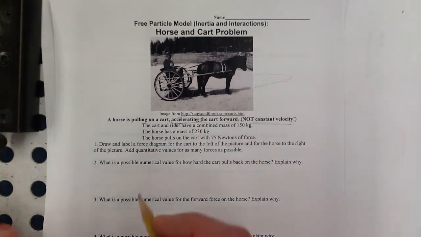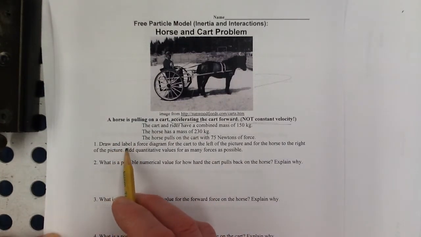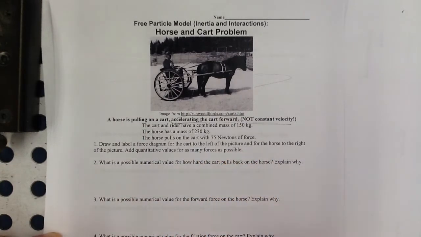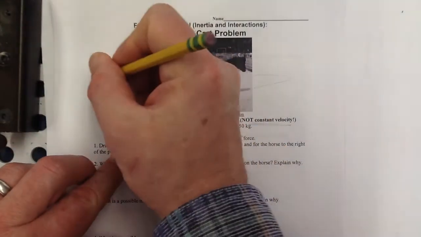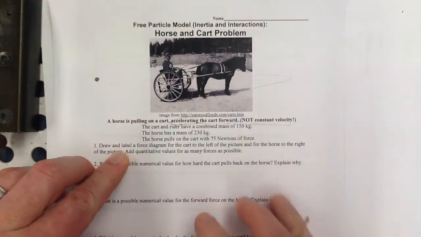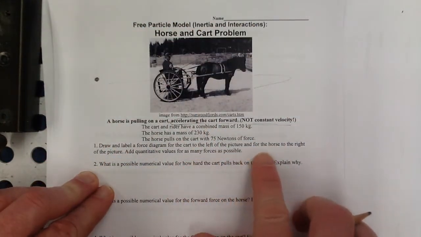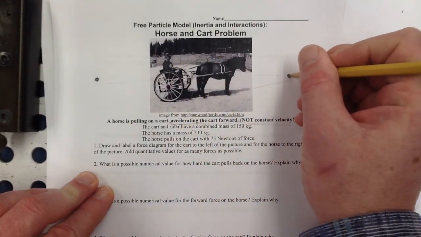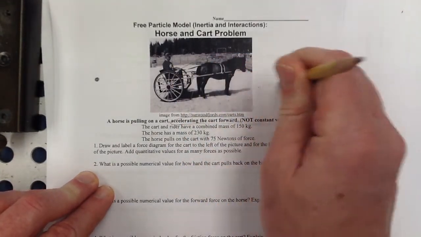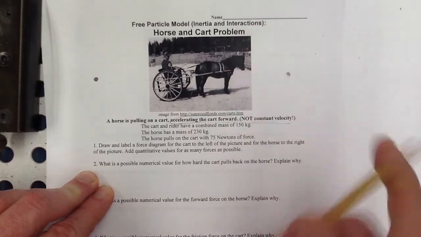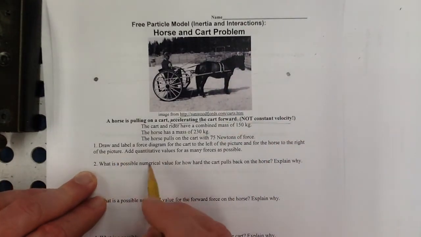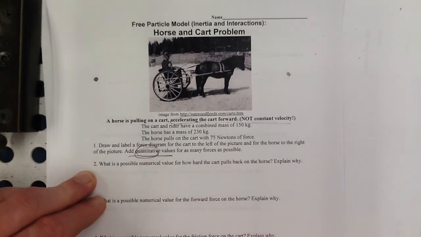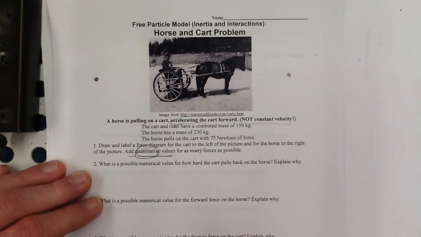All right, so number one, draw and label a force diagram for the cart to the left of the picture, and the horse to the right of the picture. That makes sense because that's where they are. And we're going to add quantitative values. That means quantitative means numbers for as many of the forces as possible.